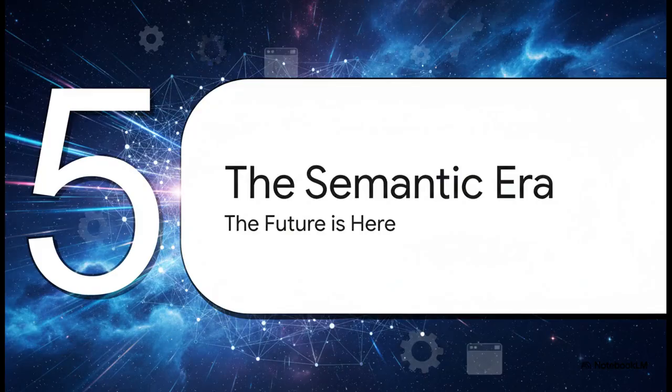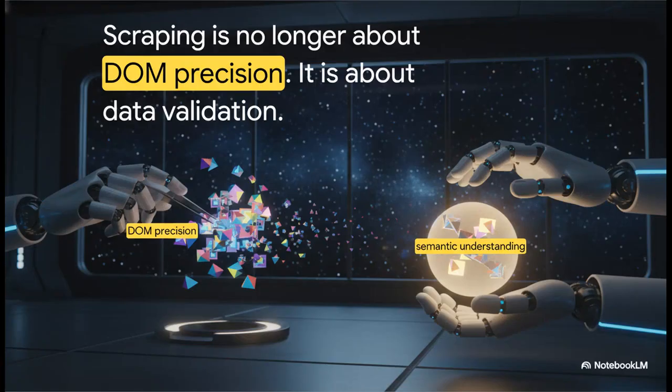Look, this isn't some theoretical future we're talking about. This is happening right now. We are officially here. Welcome to the semantic era of data extraction. The fundamental skill for web scraping is no longer about writing the perfect XPath selector. It's about being able to clearly define your data needs and validate the results you get back. We've moved away from precision engineering and into the world of semantic intent.